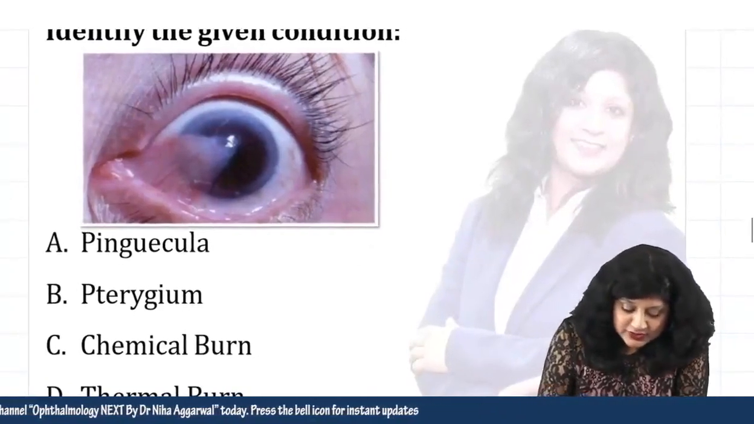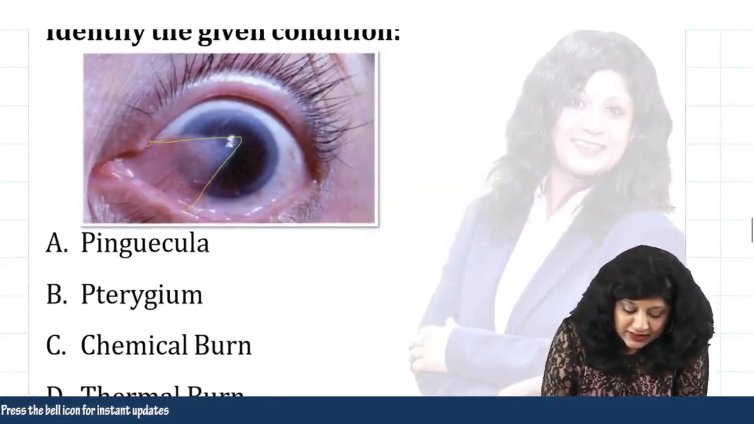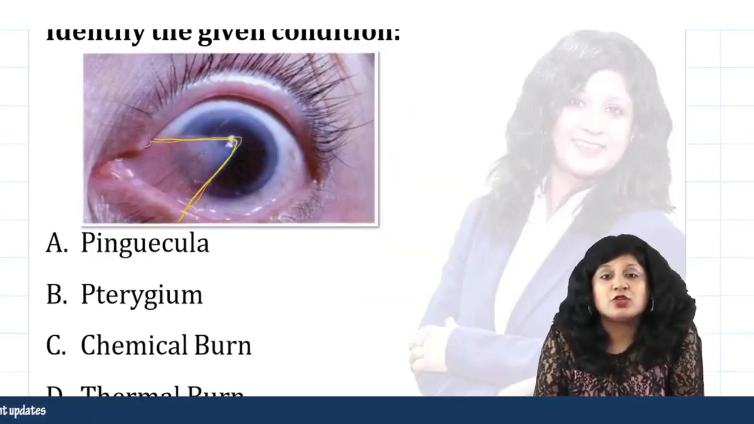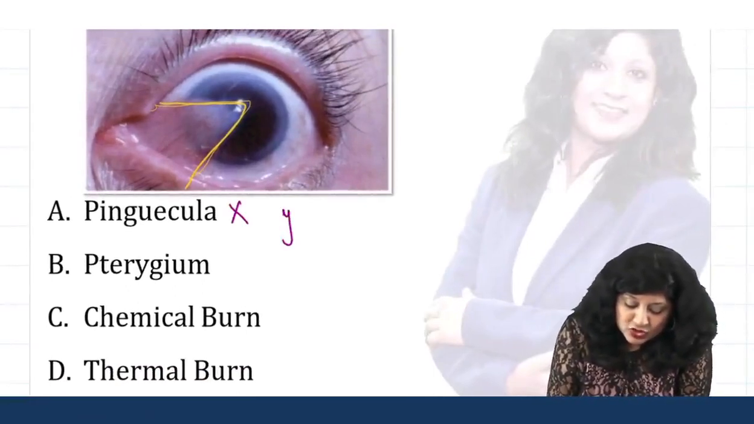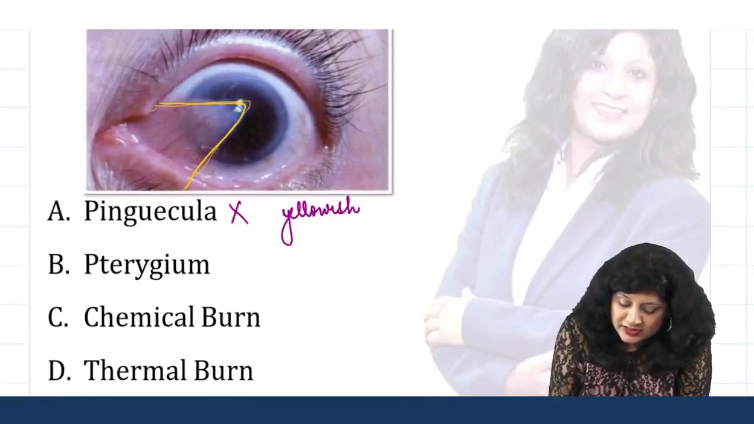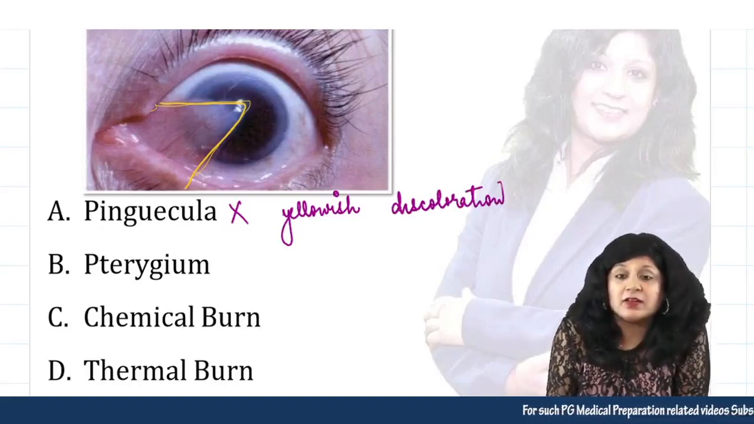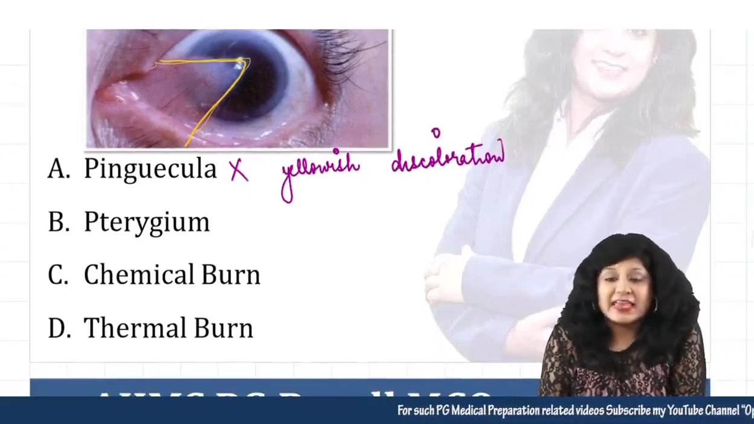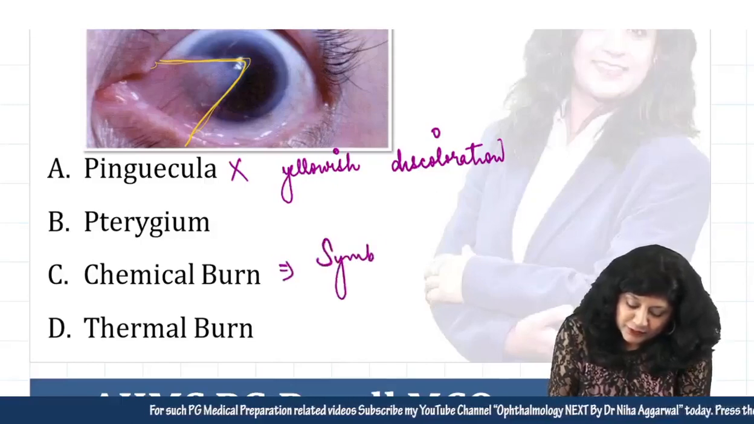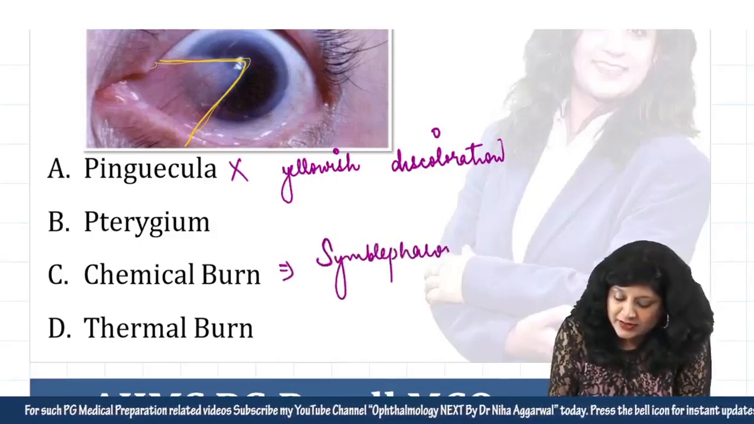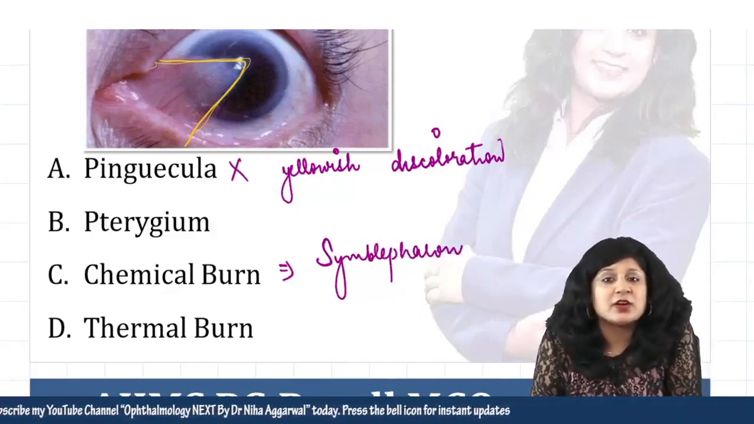What is this? Can you see a growth? This is a growth coming from the conjunctiva and it is growing over the cornea. So, what is this? Is it a pinguecula? No, it is not a pinguecula. Pinguecula is just the yellowish discoloration that you are getting, right? Pterygium, chemical burn. In the chemical burn, we get the symblepharon. Symblepharon means that there will be adhesion of the palpebral conjunctiva and the bulbar conjunctiva. This is not a symblepharon.